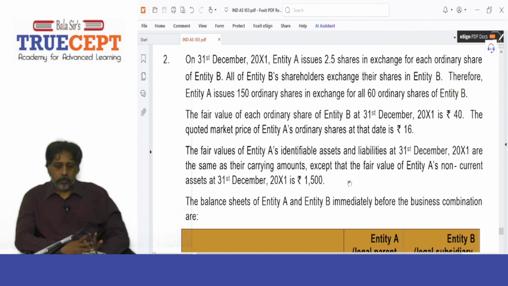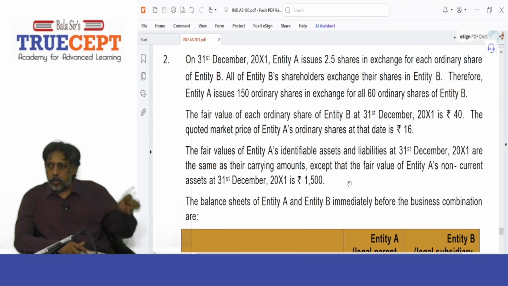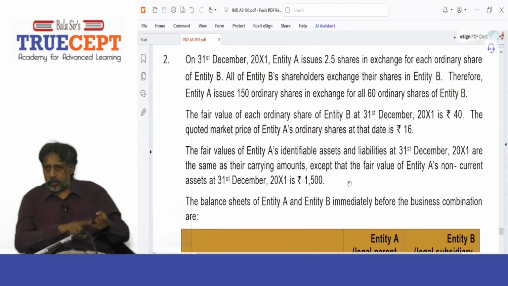On 31st December 20X1, entity A issues 2.5 shares in exchange for each ordinary share of entity B. It's given that I bought A Limited. Let's say you are the shareholders of B. I bought your company. I'm going to issue 2.5 shares in my company for every one share you are holding in B Limited.